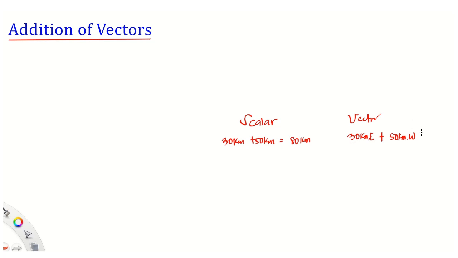When we add vector quantities, we cannot sum them just like this. We cannot say 80 kilometers and just add west and east here. This is not allowable. We cannot do this. So in scalar quantity, we can just do simple addition. In vector quantity, we cannot do it.